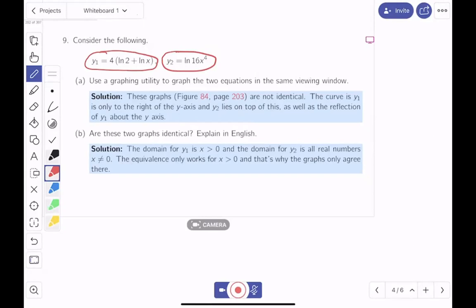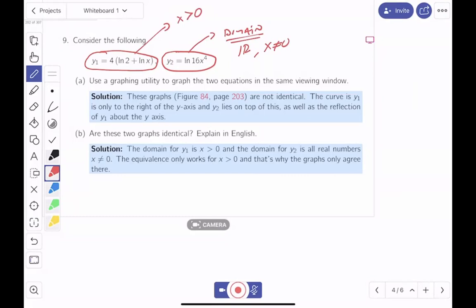It says the curve of y1 is only to the right. And I want to tell you why that is. If you look at this one over here, its domain is going to be all real numbers except for 0. This one's domain, x, must be greater than 0. Now, someone says, why would they be the same to the right of 0?